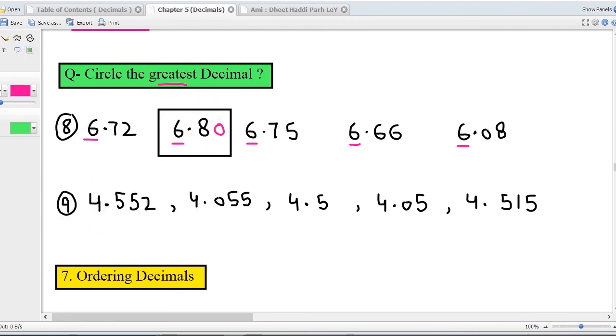Okay, next: 4 is the number that is the same in all of these numbers. After that, let's make their number of digits equal. So 3 digits, 3 digits. Where there are no 3 digits, make it 3 by putting zeros. Make it 0 here and now we are good to go. So the numbers are 552, 55, 550, 515. Which one of them is the biggest or greatest? That is 552. So 4.552 is our final answer.